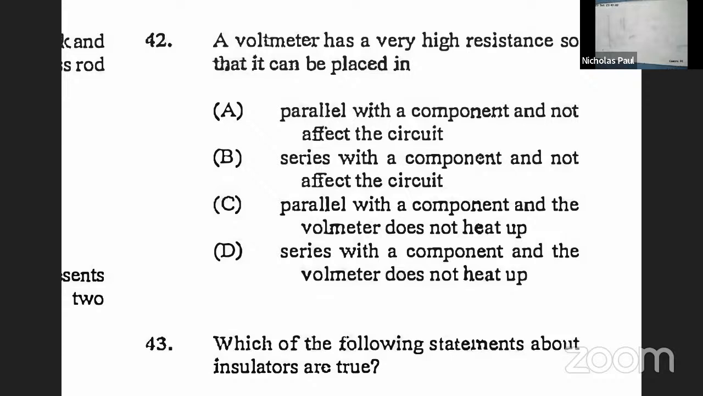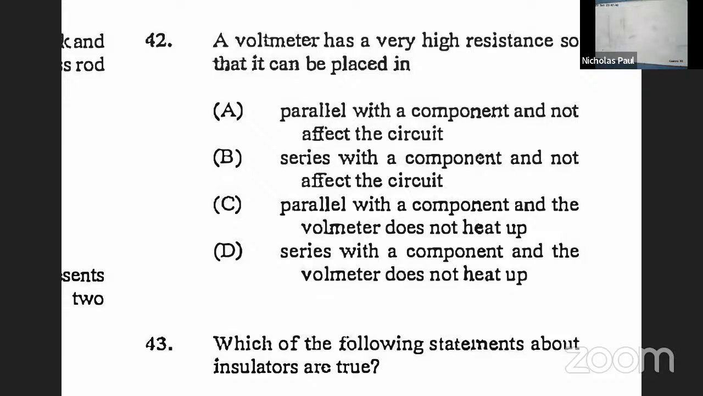Right, 42. Aria, what do you think? The voltmeter has a very high resistance, so it can be placed in... Is it placed in series? Voltmeter? Parallel, right? The ammeter is in series, the voltmeter is in parallel. So which one makes sense, A or C?